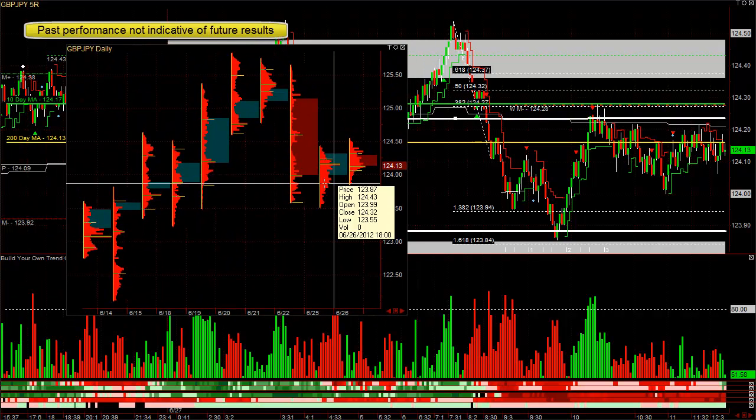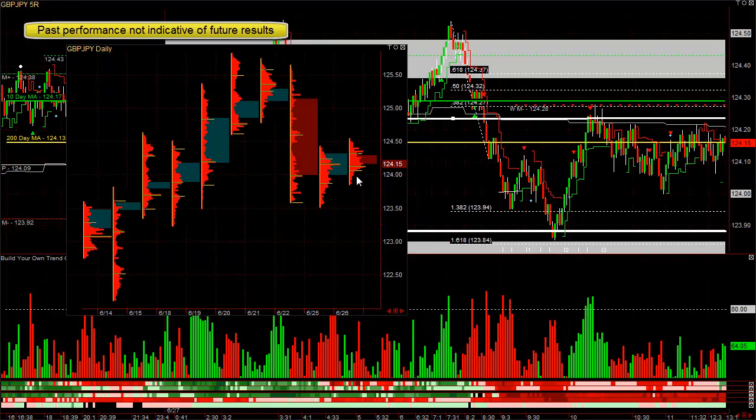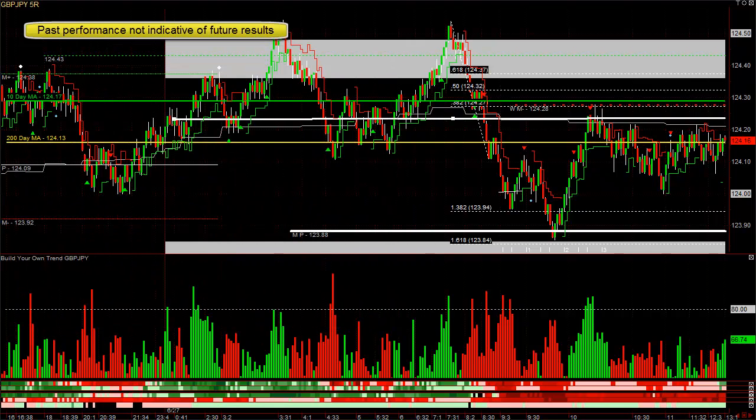The lower value area is 123.87. The low today is pretty much at that area. This is a key area. These are real areas of support and resistance because it's where most of the activity happened yesterday. Probably only professional traders have this at their disposal, and without having it, you might be looking to sell this area here, and you wonder why it's not going lower. Well, at least now you understand a little bit why that area held.